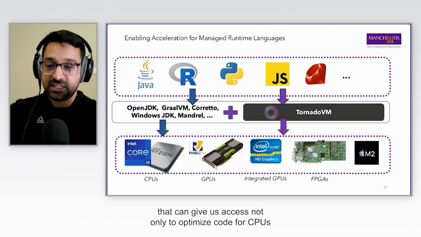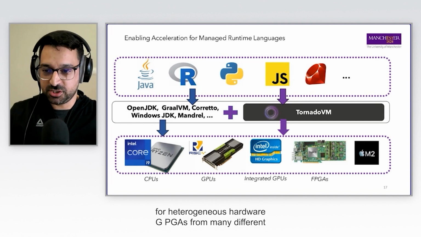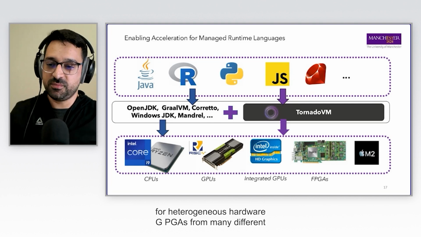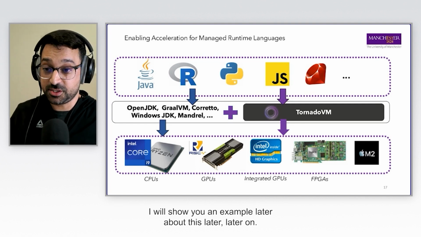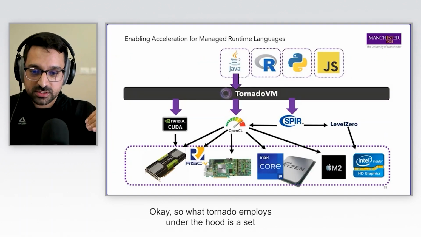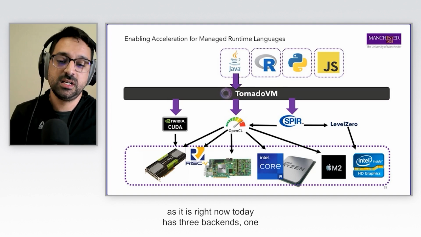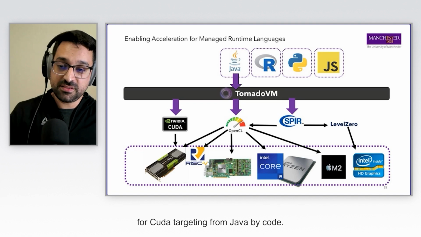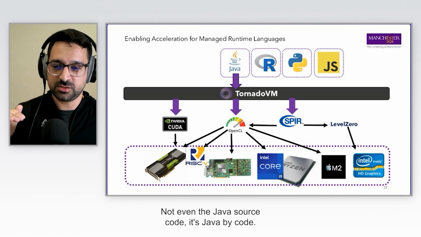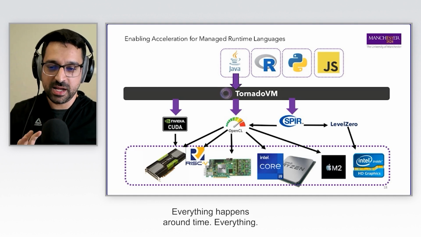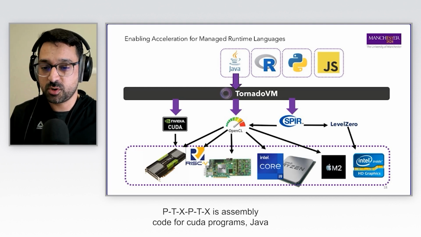With that strategy, we get access not only to optimized code for CPUs, but also for heterogeneous hardware: GPUs, FPGAs, from many different vendors, even RISC-V CPUs. I will show you an example about this later on. What Tornado employs under the hood is a set of backends. In fact, Tornado, as it is today, has three backends. One for CUDA, targeting from Java bytecode. The entry point for Tornado is the Java bytecode, not even the Java source code. Everything happens at runtime, everything. So from Java bytecode down to CUDA PTX. PTX is assembly code for CUDA programs.